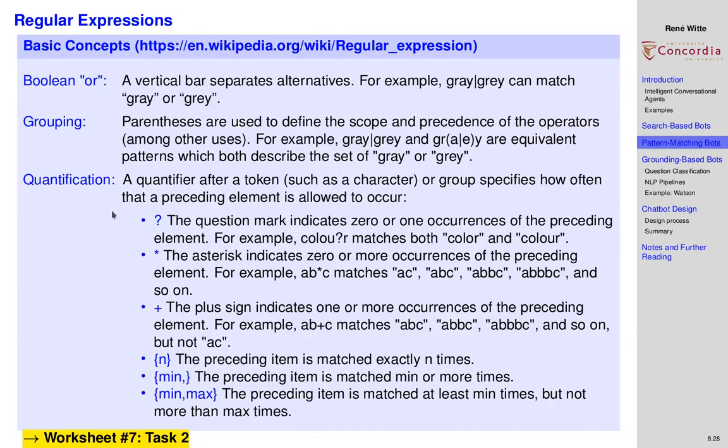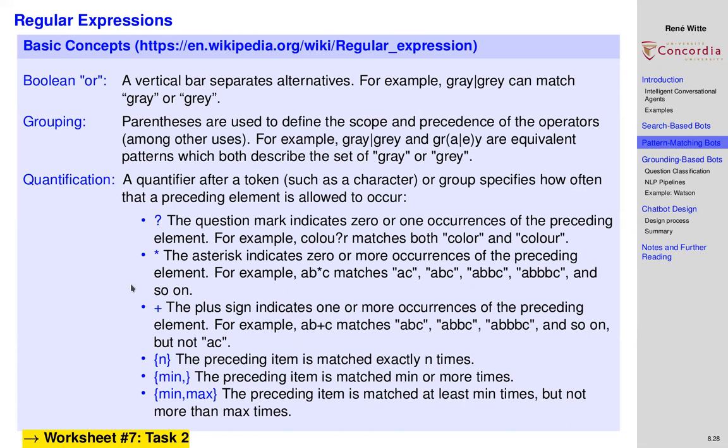And then, of course, you have the quantifiers after a token. This tells you how often the element can occur. A question mark means 0 or 1. An asterisk means 0 or many. The plus sign means 1 or more. You can have in curly braces a number that says it must be matched exactly n times. And you can also give a range, from min or more, or from min to max.